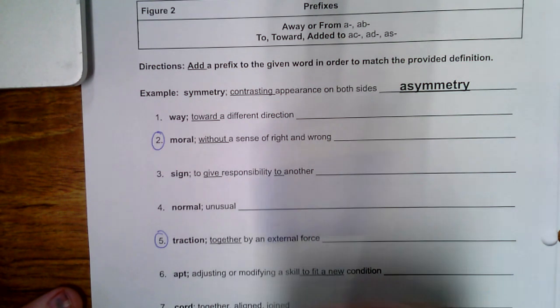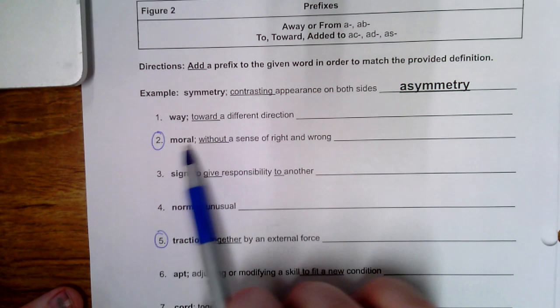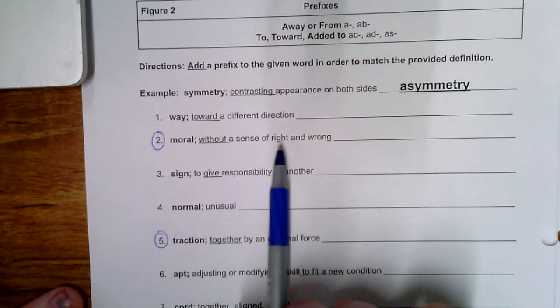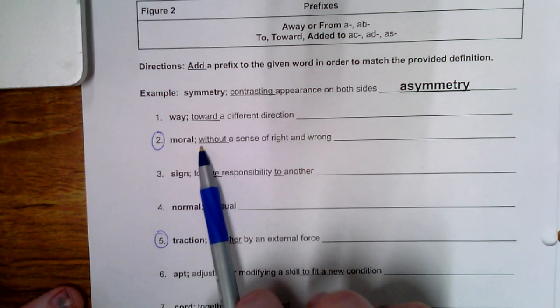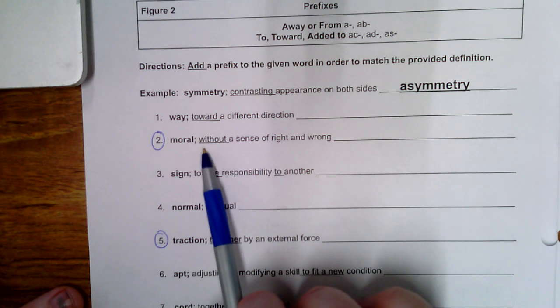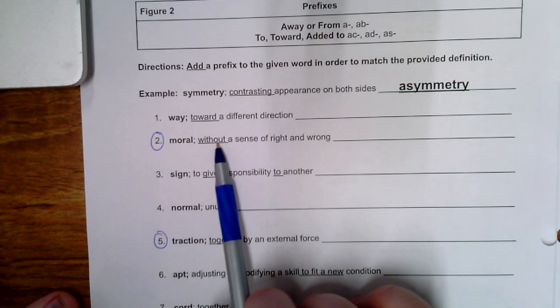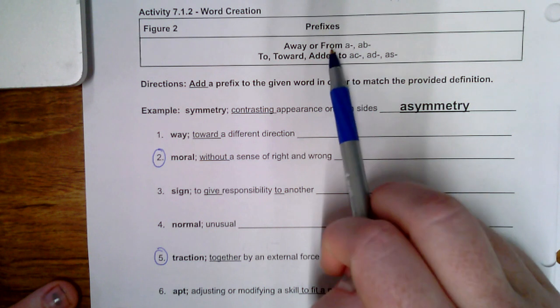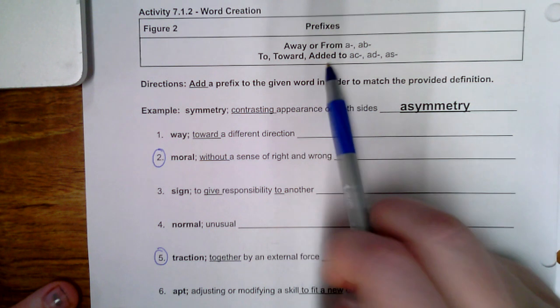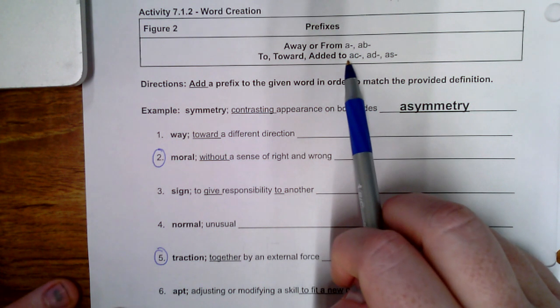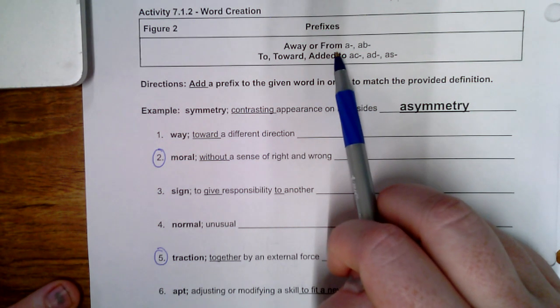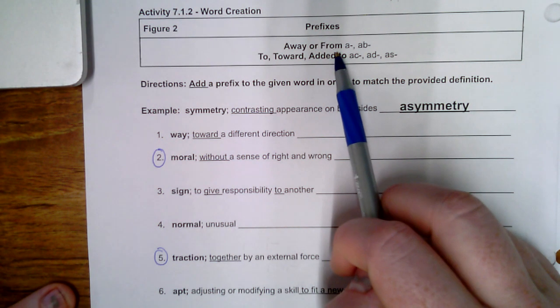Number 2, moral. So moral, but we need to change it to mean without a sense of right or wrong. Well, without seems again like this is going to be the opposite. Let's check our prefixes. Would without be away or from, or without be to, toward, added to? This feels again like it's the opposite. So we're away from morals. We're free from morals. We're without a sense of right or wrong.